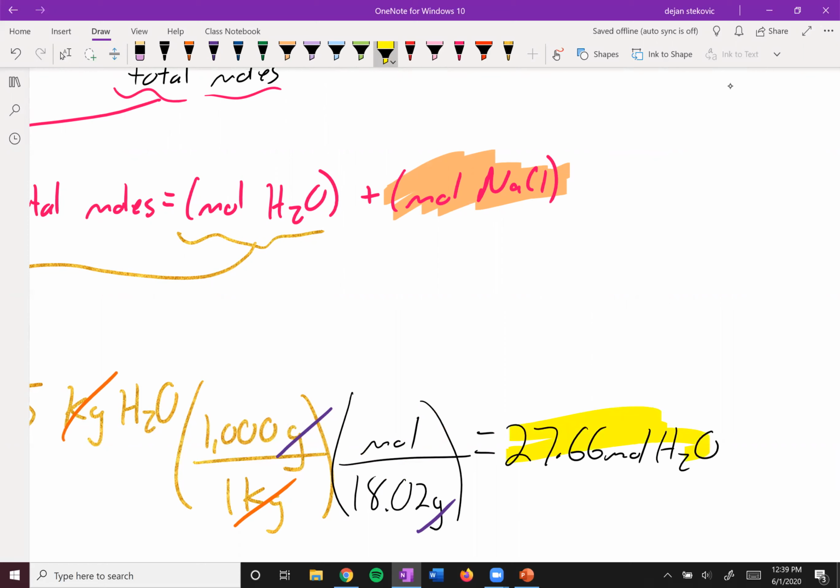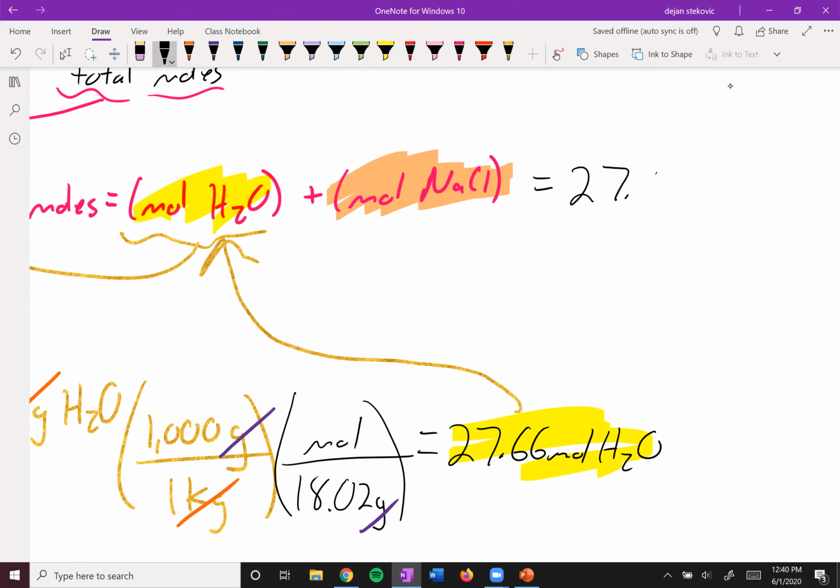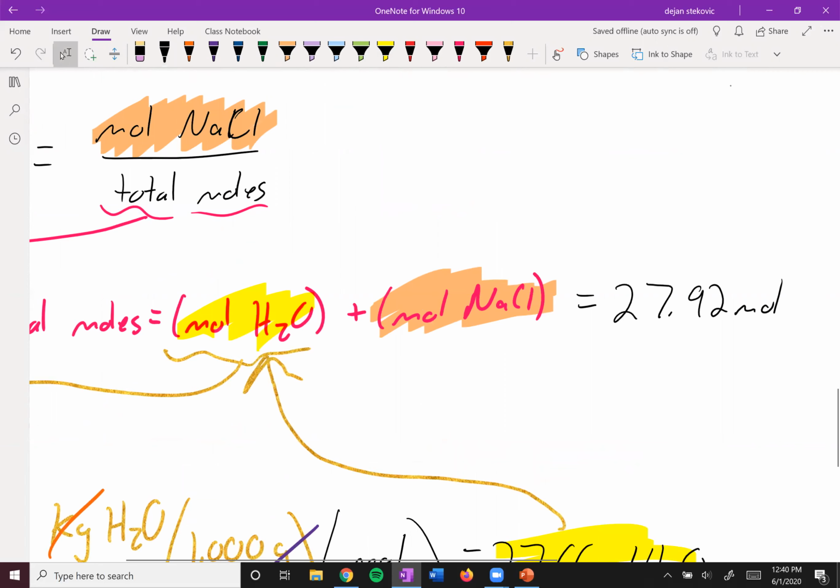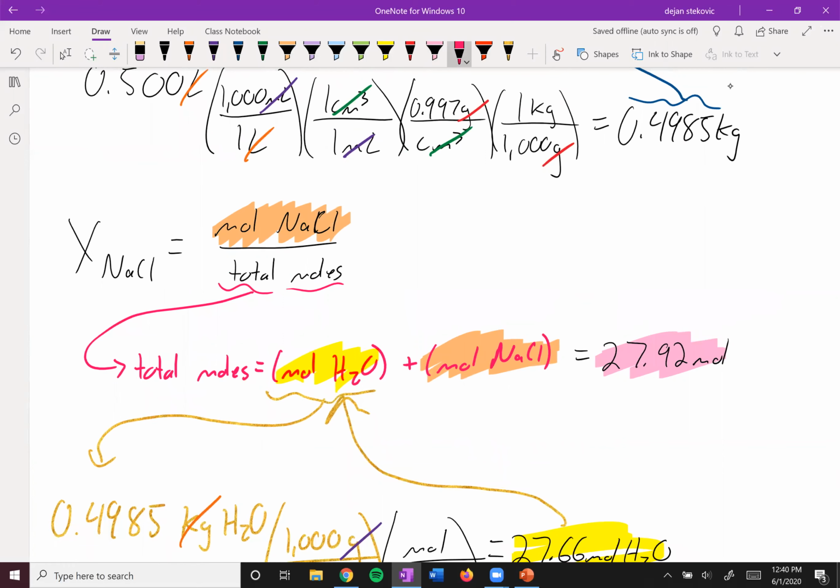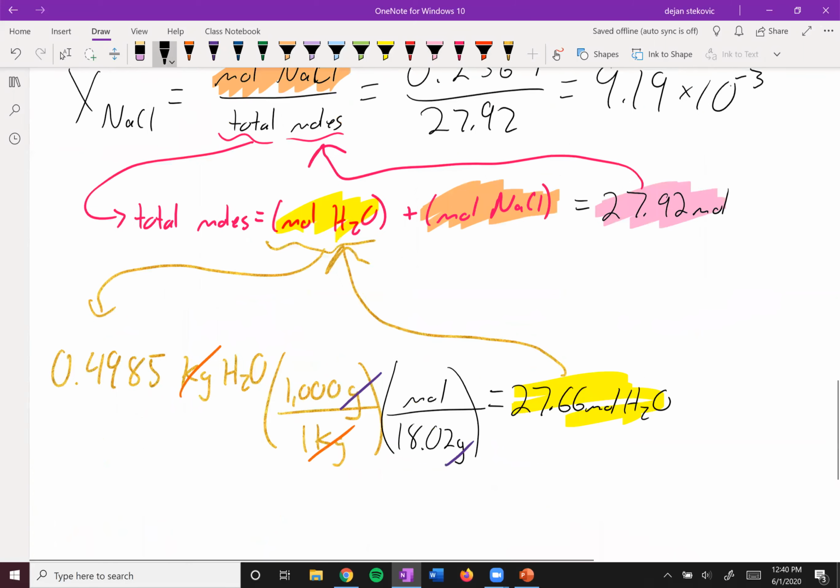We can then take this number right here, plug it in over here to get our total moles, which ends up being 27.92 moles. And then we can take our 27.92 moles, plug it back into here for total moles, and then what you end up getting is 0.2567 over 27.92 for a total of 9.19 times 10 to the negative 3. And it's a fraction. Mole fraction has no units in it, so there are no units for this problem.